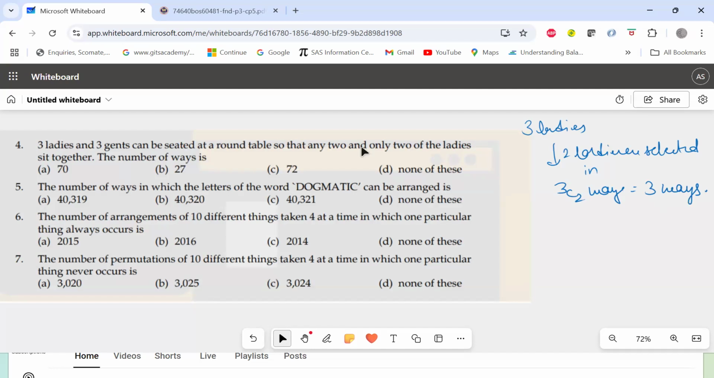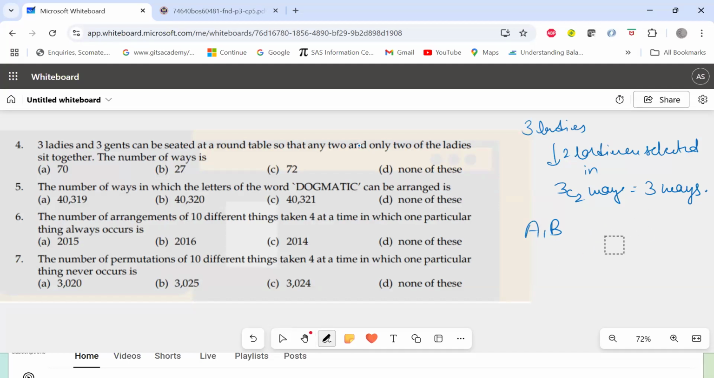Then from 3 ladies, you can select any 2 ladies. Suppose those 2 ladies you got are A and B. Then what they're telling is that they can be seated in a round table so that any two and only two of the ladies sit together. So these A and B are sitting together. You want A and B to be together.